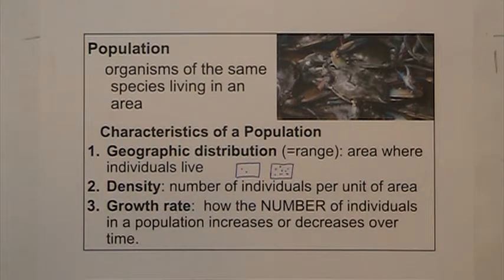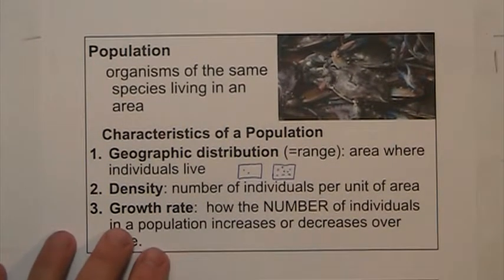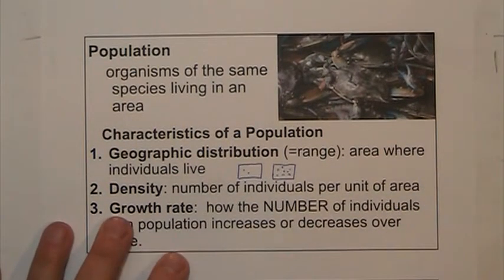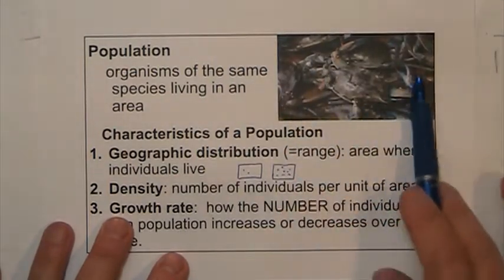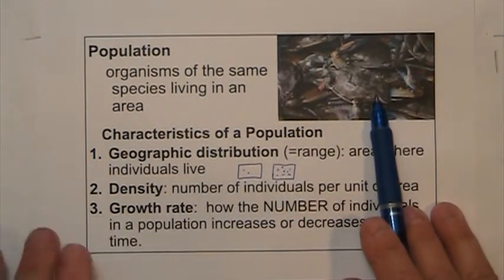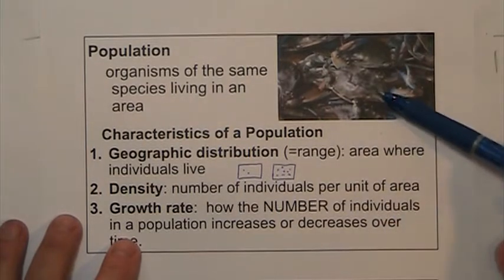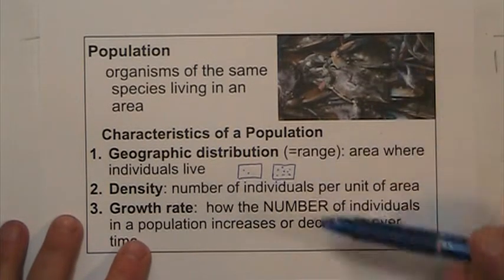This is a recording for your notes on populations. Let's remember that a population is a group of organisms of the same species living in a particular area. And here you have a population of blue crabs, which are very common in the Chesapeake Bay.